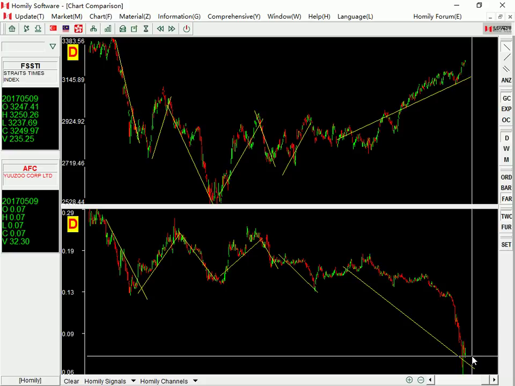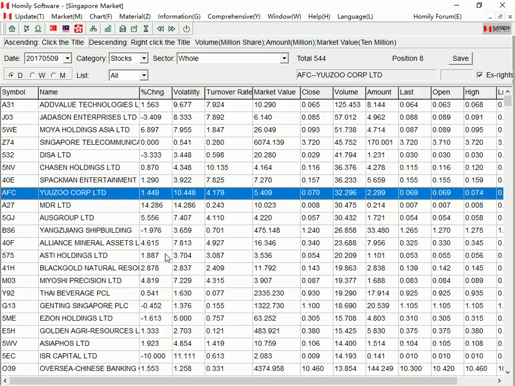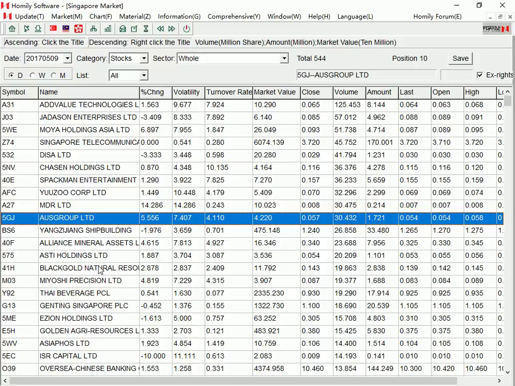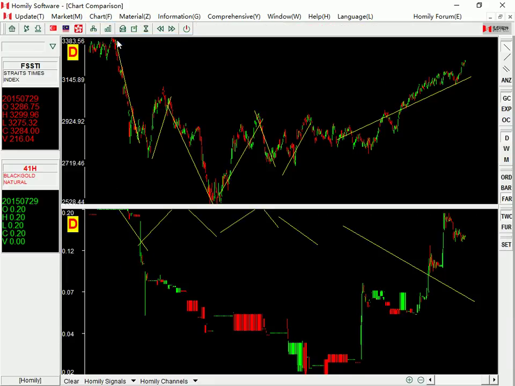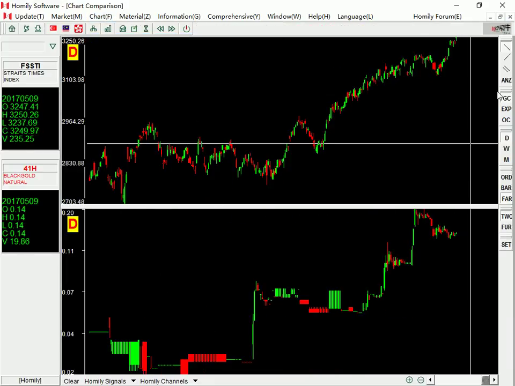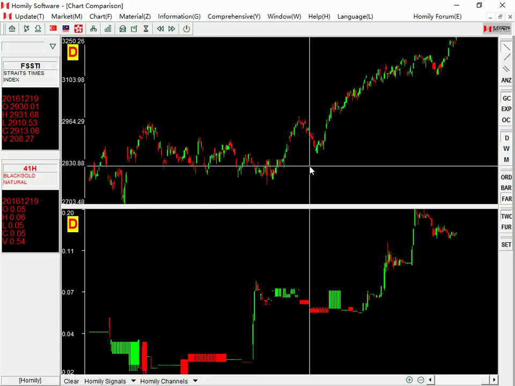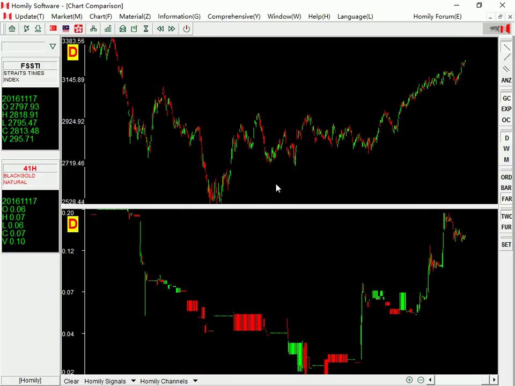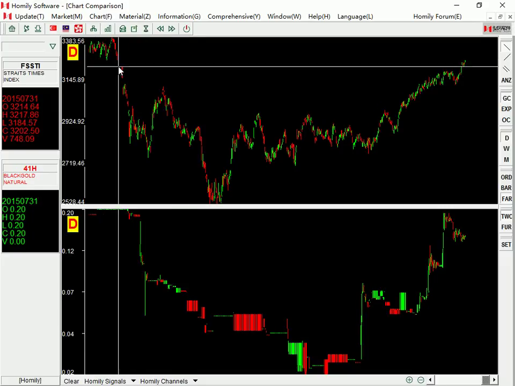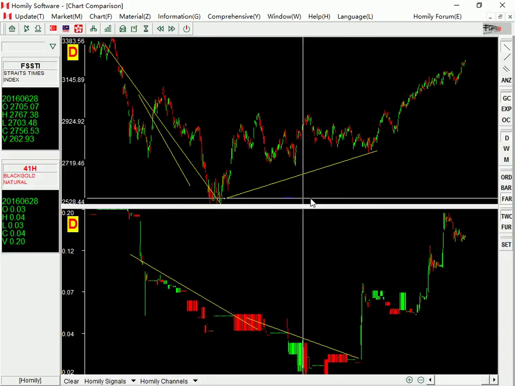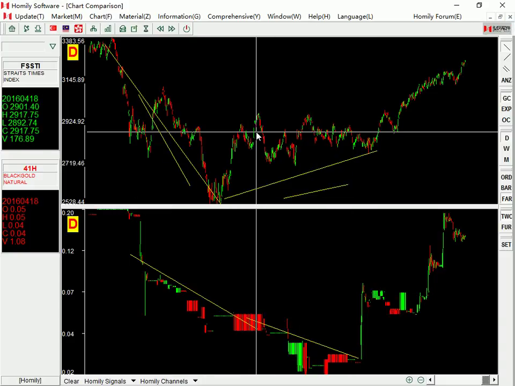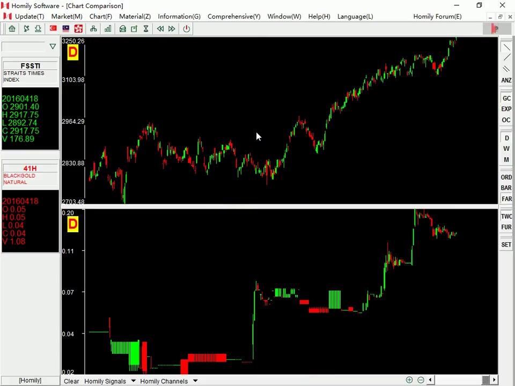Then we can see the next one. Let's see this stock. Okay? Chart comparison. How to confirm this is strong or not? Then we can see here. During this period, the market goes down, it continues to go down. Market goes up, it continues to go up. During this period, it is not a strong stock. But maybe this stock in the past is weak, but in the future it's strong.